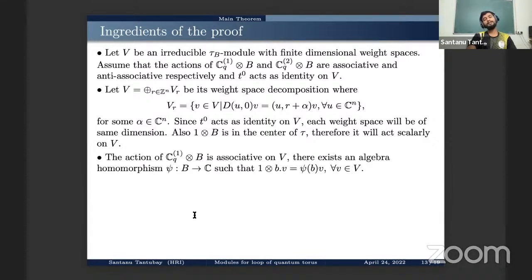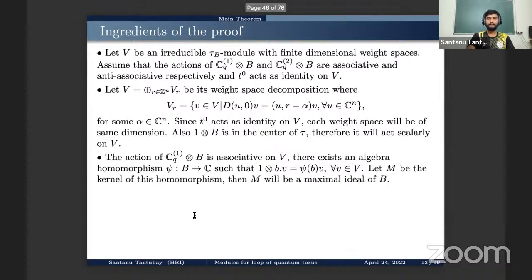The action of CQ1 tensor B is associative. So, we can find an algebra homomorphism psi from B to C such that the action of 1 tensor B at v is just psi(B) times v for all v in V. Suppose M is the kernel of this homomorphism. Therefore, M will be a maximal ideal of B, and we will denote an element x tensor B of tau V by xB.